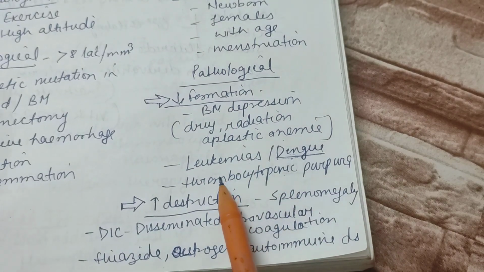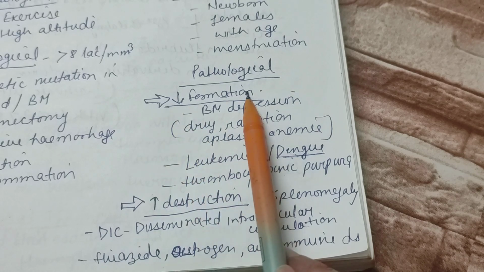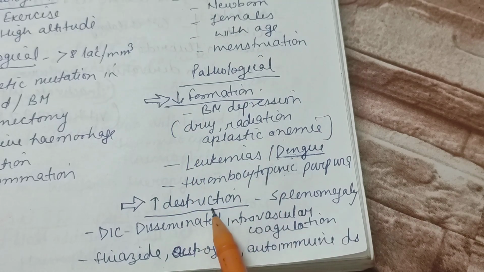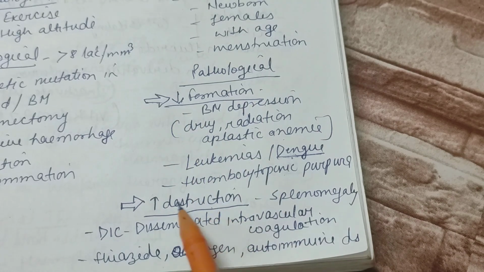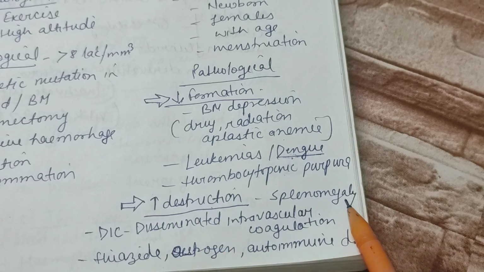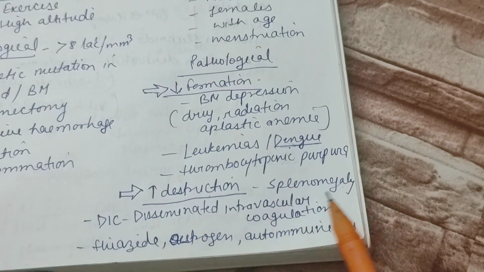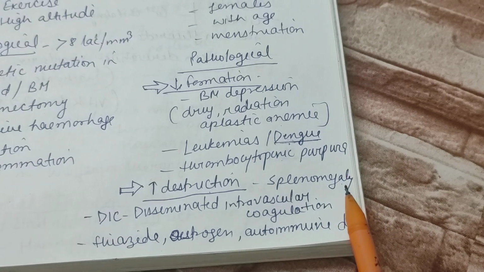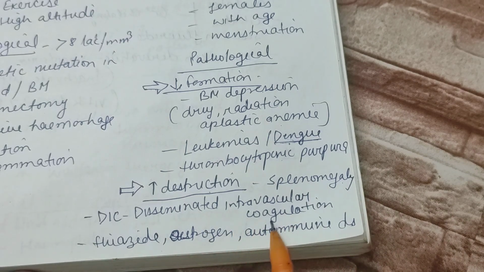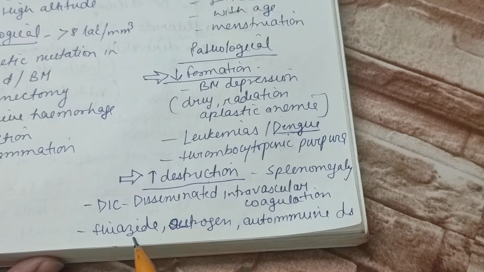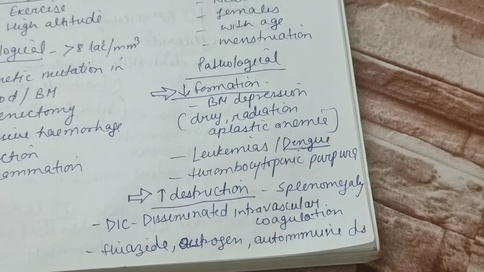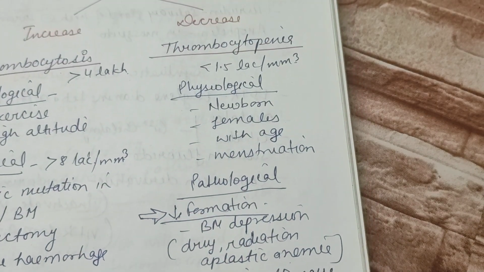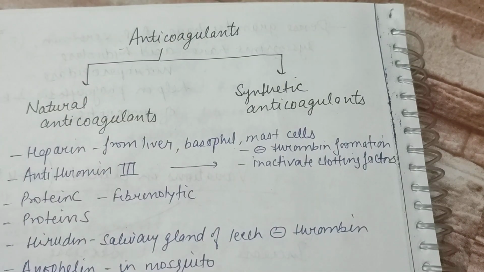And these are all which are basically because of reduced formation. What if destruction is more, not formation? Destruction is more, which can be because of spleen. So hypersplenism. So splenomegaly, large size spleen is there, which is basically causing destruction of platelets. Then we have DIC, disseminated intravascular coagulation. There are various drugs, thiazide, estrogen and autoimmune disorders, which might be linked with increased destruction and thrombocytopenia. So that's all about platelets.